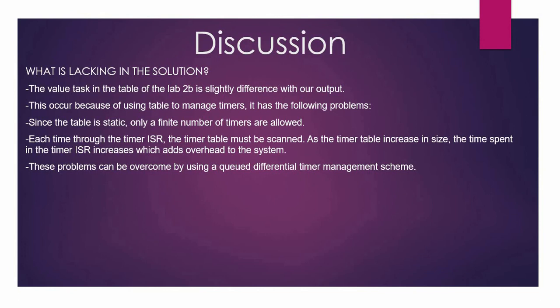So finally, for the discussion: what is lacking in the solution? The task values in the table of the lab 2B are slightly different from our output. This occurs because of using a table to manage timers. It has the following problems. Since the table is static, only a finite number of timers are allowed. Each time through the timer ISR, the timer table must be scanned. As the timer table increases in size, the time spent in the timer ISR increases, which adds overhead to the system. This problem can be overcome by using a queue differential timer management scheme. So this is the discussion for the task in the lab 2B.